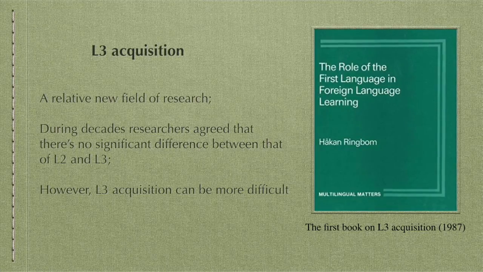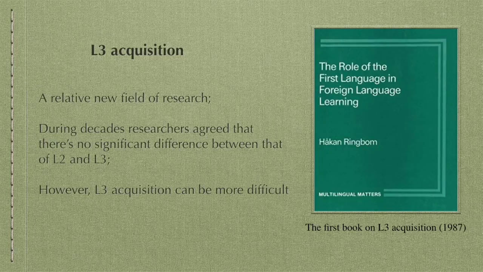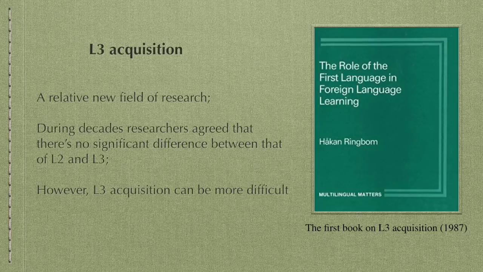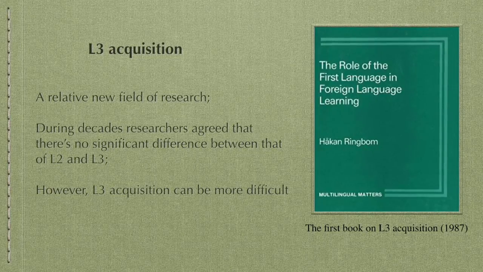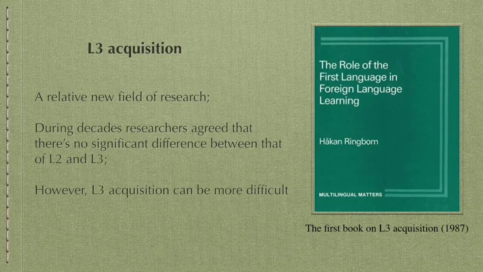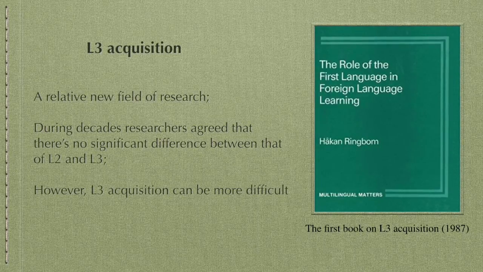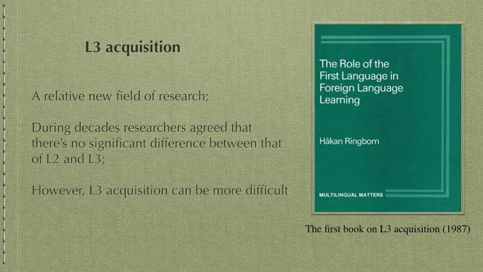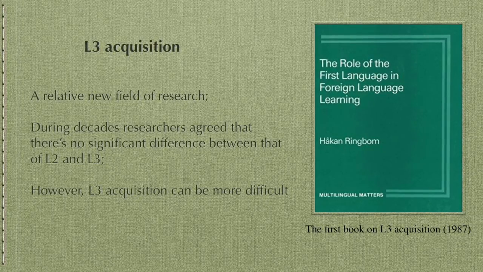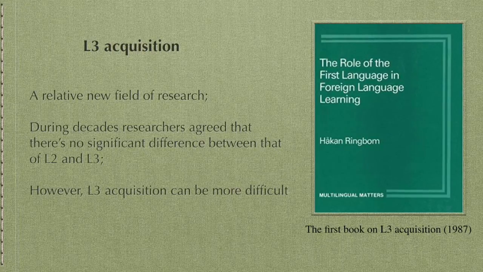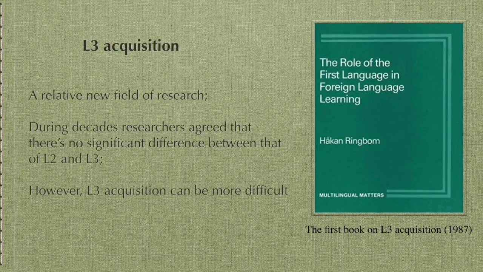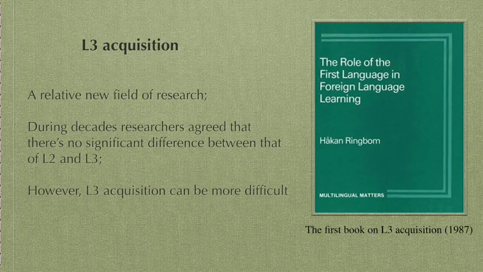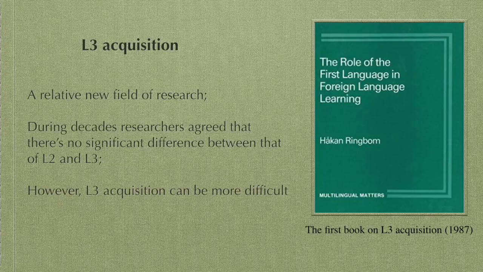The acquisition of a third language is a relatively new field of research. Although for decades scholars have agreed that there is no significant difference between the acquisition of L2 and L3, the learning of L3 can be more complex than that of L2, since both the acquisition process of L2 and the L2 language itself may have an influence on it. This has been supported by many studies conducted in the past 2 decades. For example, in a study carried out in a Swiss primary school, researchers found that the children's L2 listening and reading skills have potential influences on their acquisition of third languages.